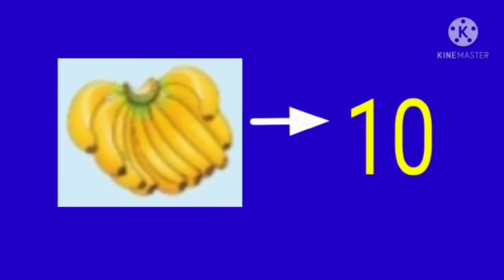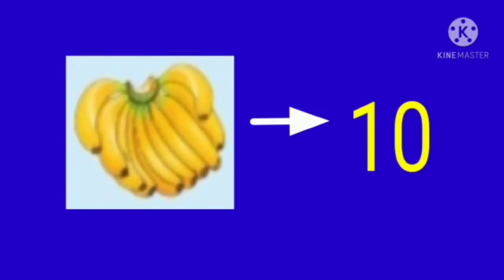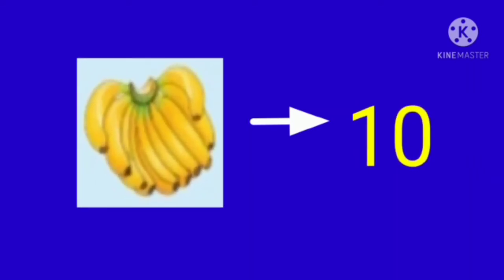So 1 bunch of banana has 10 bananas. Now we will see the number of bananas purchased by them in different situations.